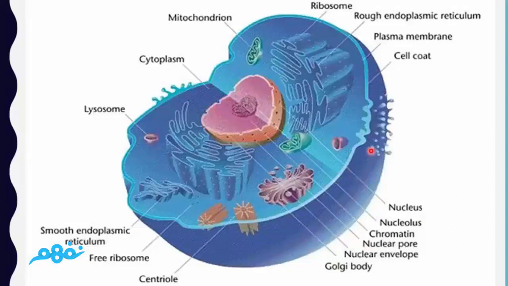These are the animal cell components, as in human cells. This is the centriole, Golgi body, nuclear envelope. Here, this is a nucleus, cytoplasm, lysosome, mitochondrion, ribosomes, plasma membrane, and rough endoplasmic reticulum.